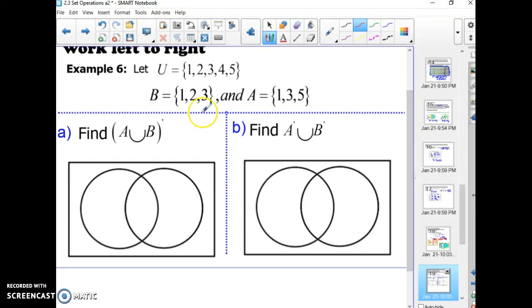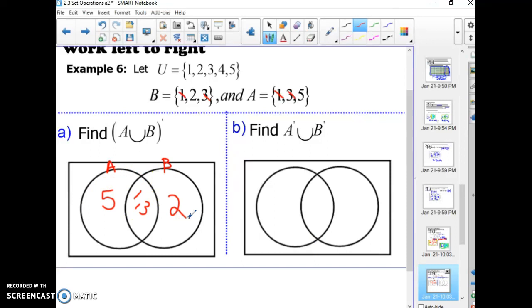So here's the thing. What do A and B have in common? 1 and 3. So I'm going to go 1, comma 3, because they both have 1 and 3 in the center. Right? And here's the thing. I'm going to label this A, and I'm going to label this B. A is going to have 5 in it. B is going to have 2 in it.